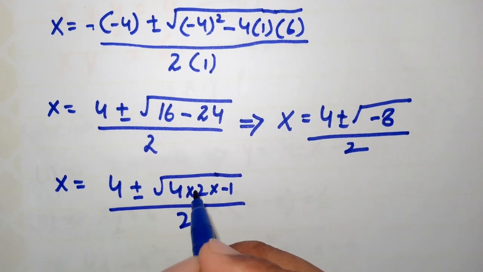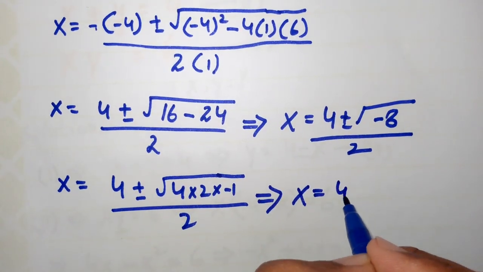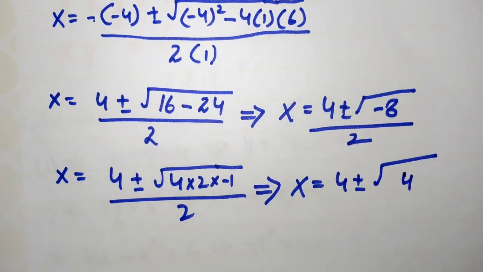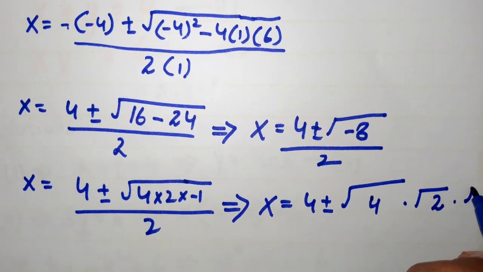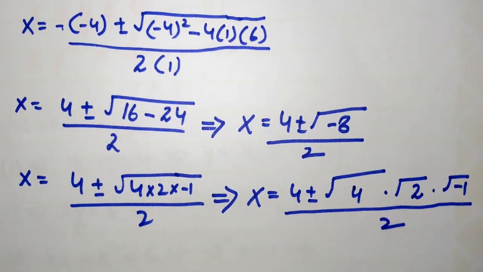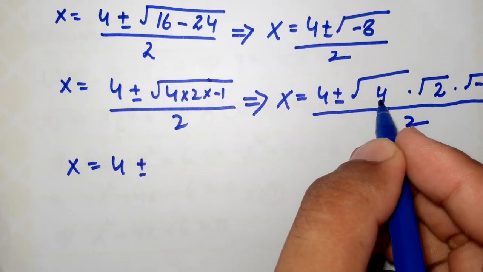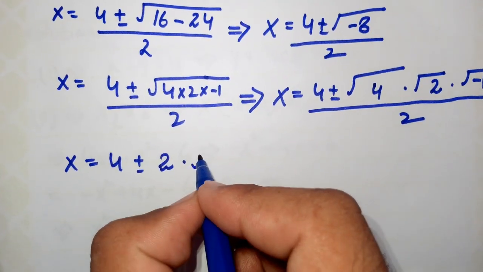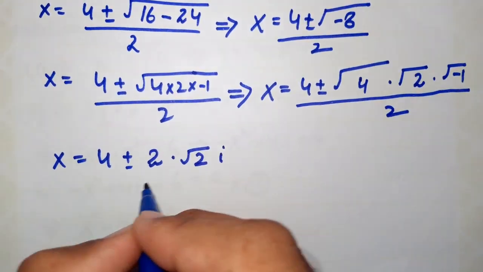Minus 8 can be written as 4 multiply 2 multiply minus 1. So x is equal to 4 plus minus square root of 4 times square root of 2 multiply square root of minus 1 over 2. X is equal to 4 plus minus square root of 4, this will become 2, multiply square root of 2, and square root of minus 1 is equal to i, over 2.